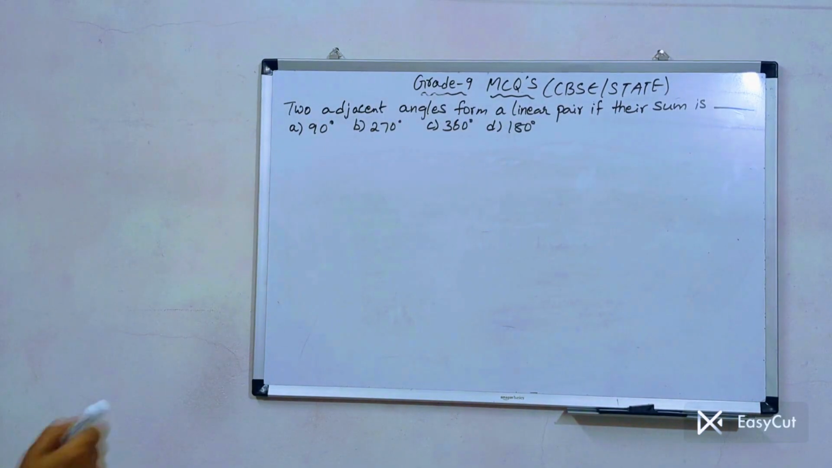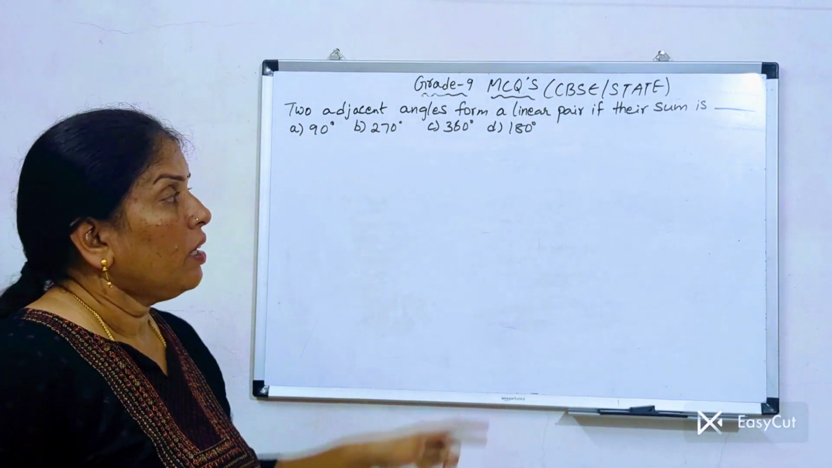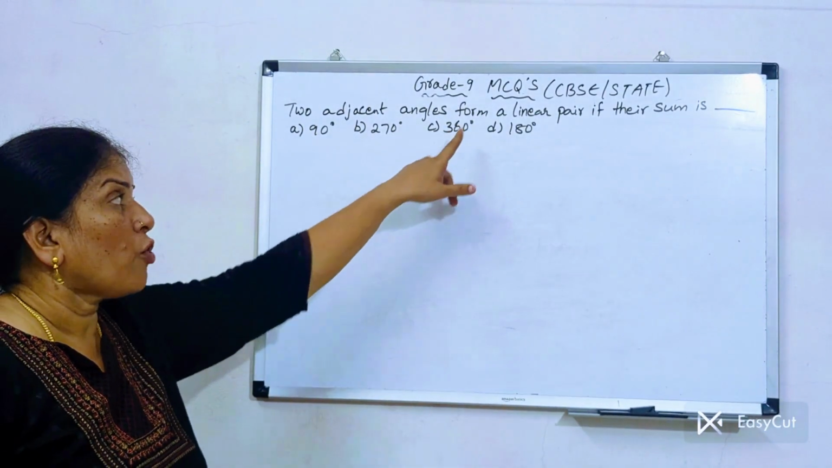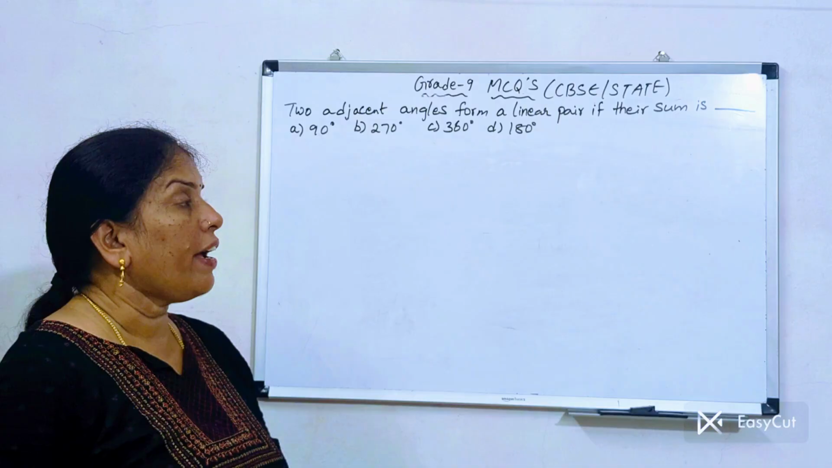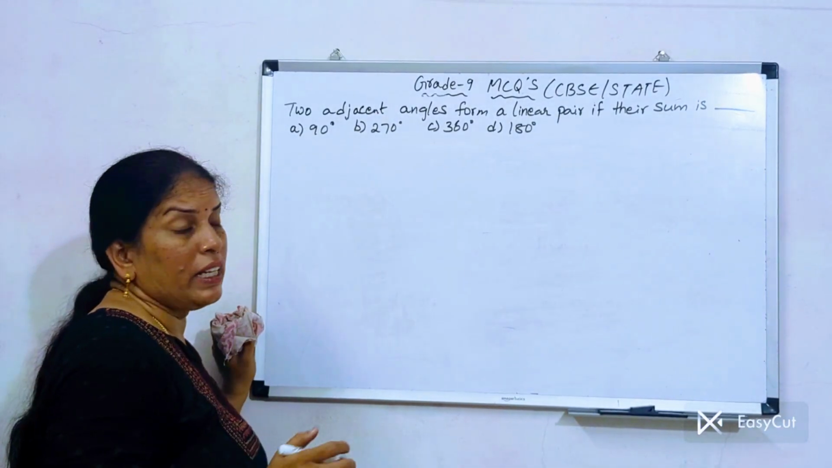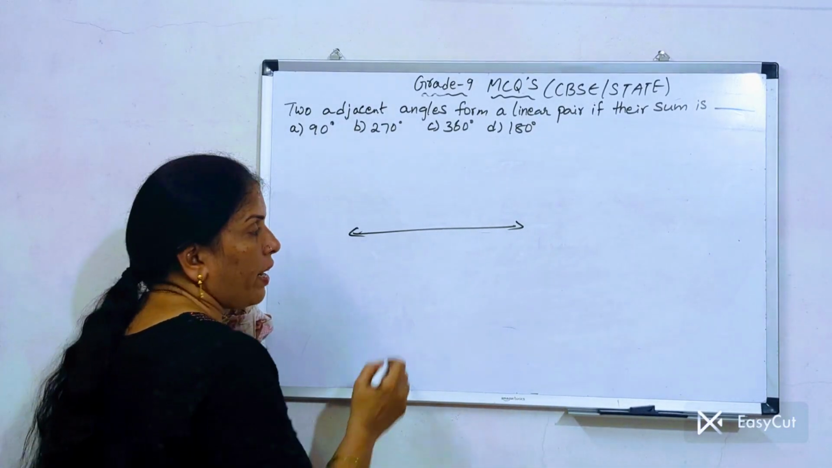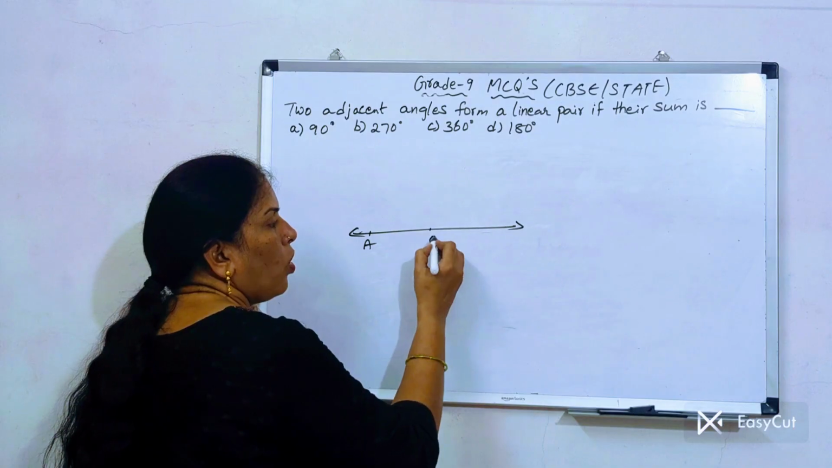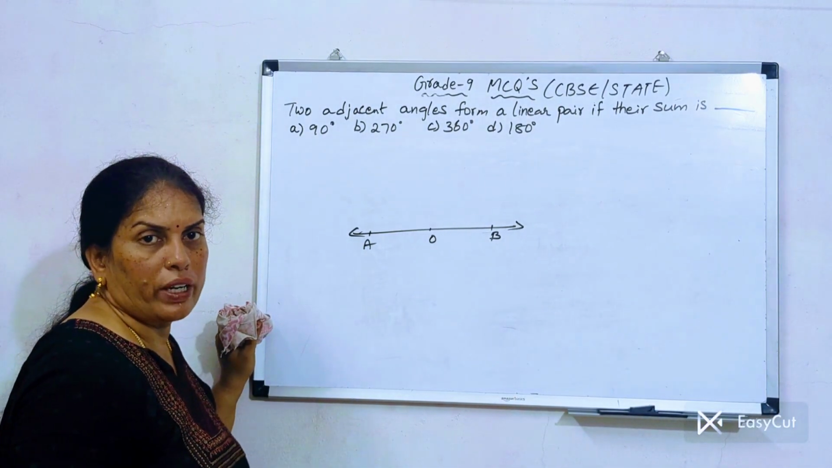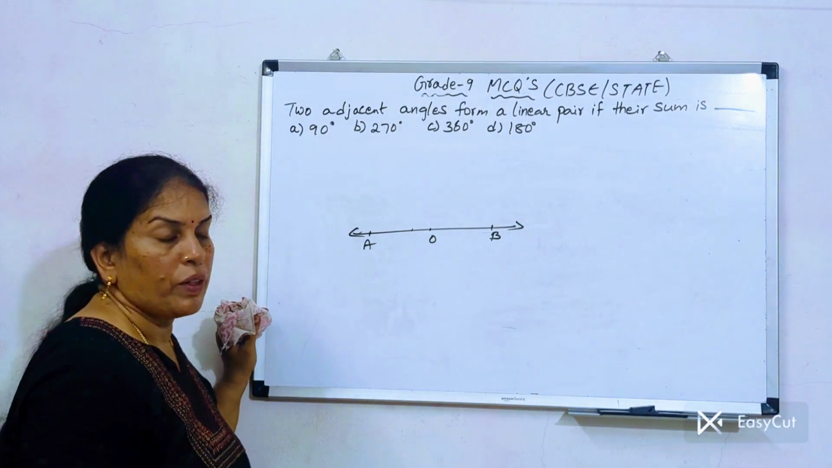The next question is, two adjacent angles form a linear pair if their sum is dash. See, two adjacent angles form a linear pair. They gave a clue. Linear pair means, see here, this is a line, A, O, B. This is a line of A, O, B. How much angle will it be? 180 degrees it will be.